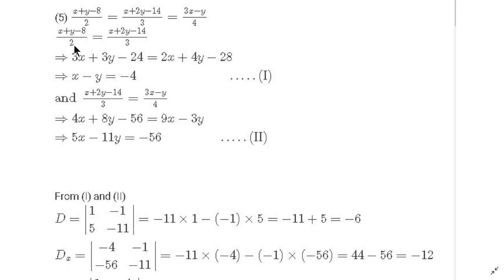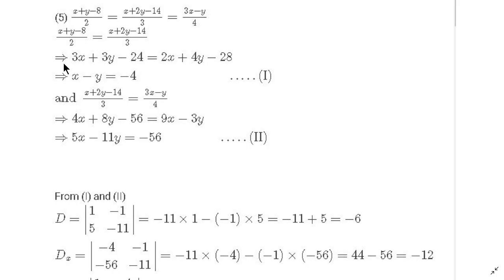What we have to do is cross multiply, with the right hand side multiplied with the 3 on the left hand side. So the equation becomes like this: 3 into x, 3x, 3 into y, 3y, 3 into minus 8, minus 24, right? Is equal to 2 into x, 2x, 2 into 2y, 4y, 2 into minus 14, minus 28.